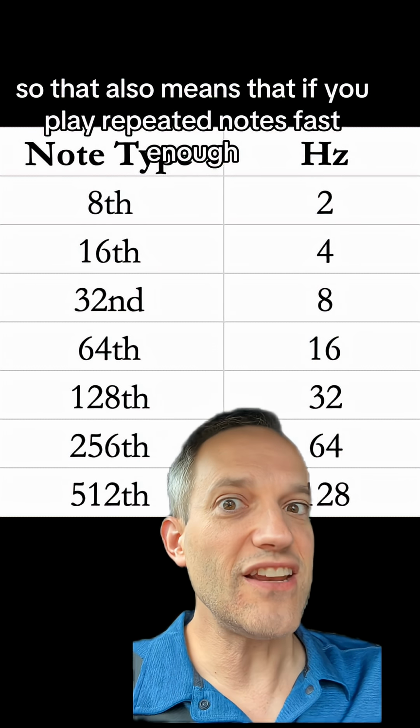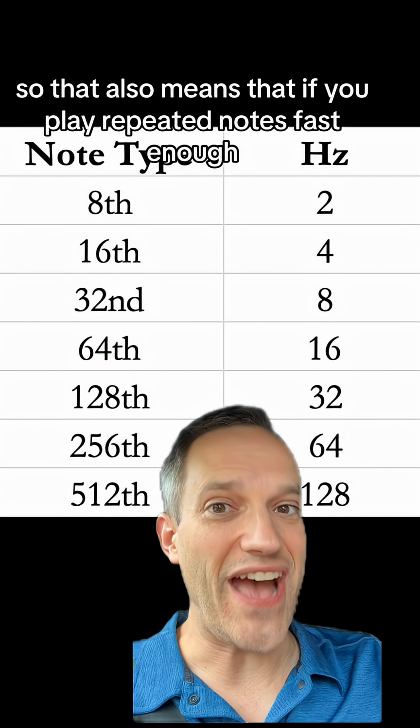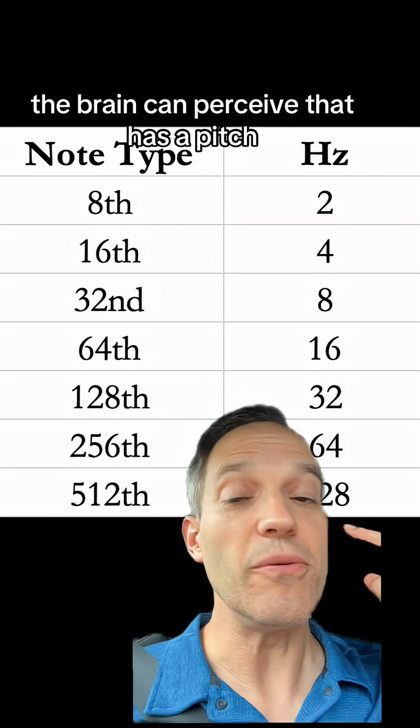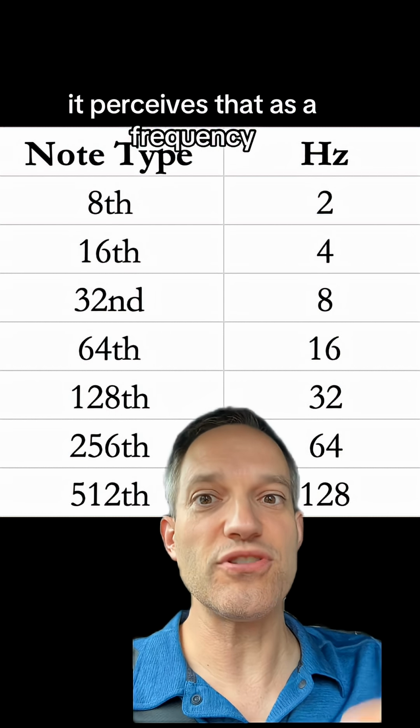So that also means that if you play repeated notes fast enough, i.e. at 20 notes per second or faster, the brain can perceive that as a pitch. It perceives that as a frequency.